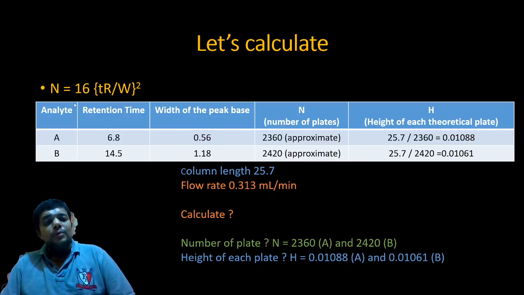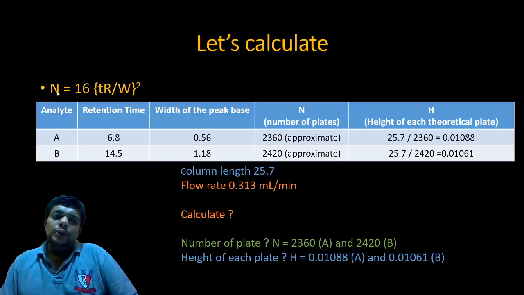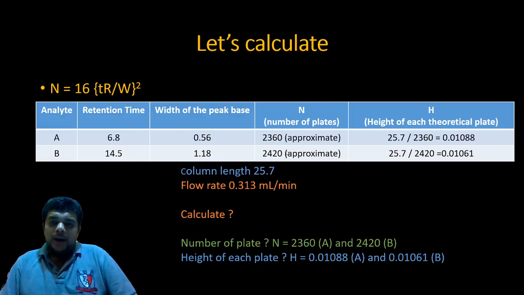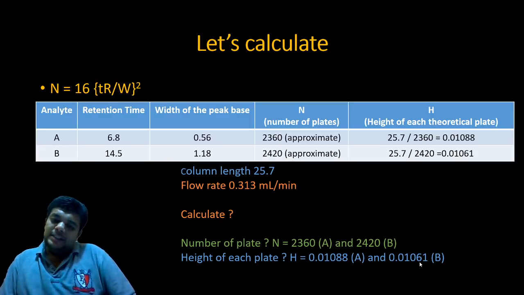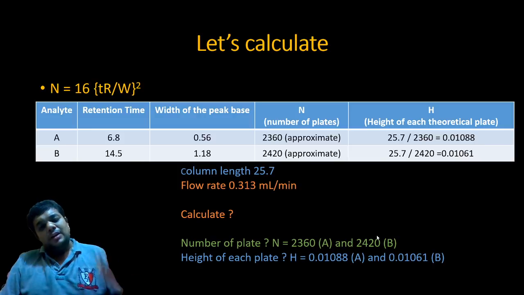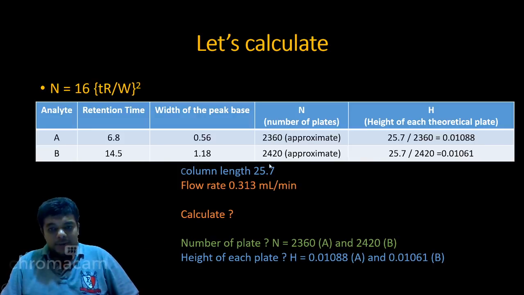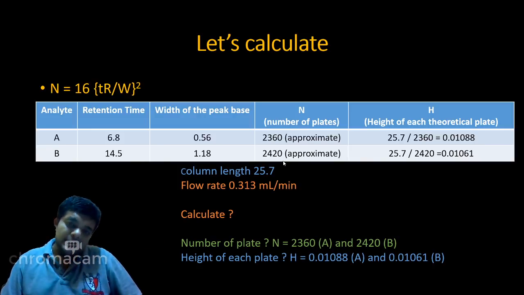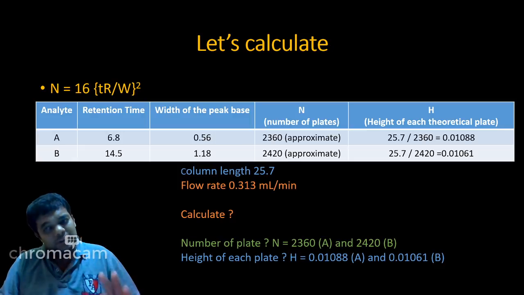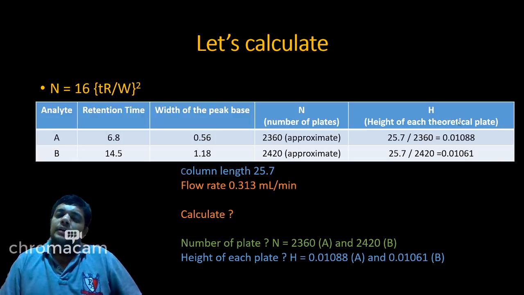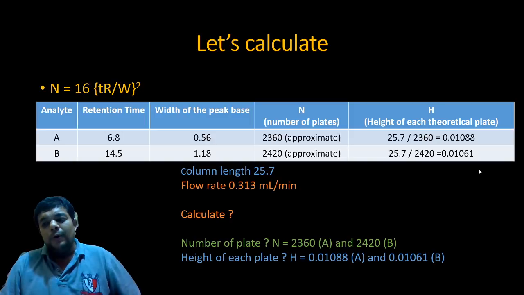What is the formula that you will apply? N is equal to 16 into bracket tR by W whole square. You will get N, that is this. Now L divided by N, where L is 25.7, so you will end up with these values. Average values are always taken of all the samples: this plus this divided by 2. 2390 is the approximate number of theoretical plates, and the height is somewhat 0.01 on average.